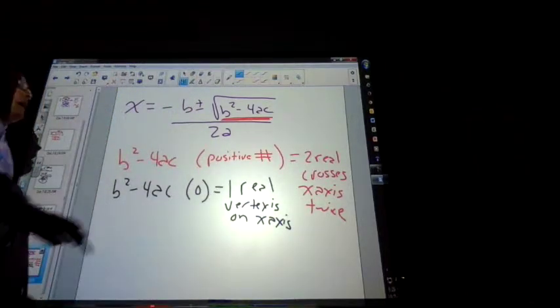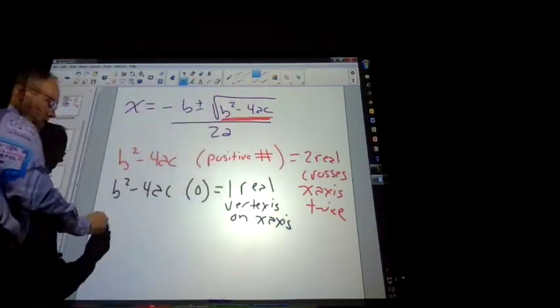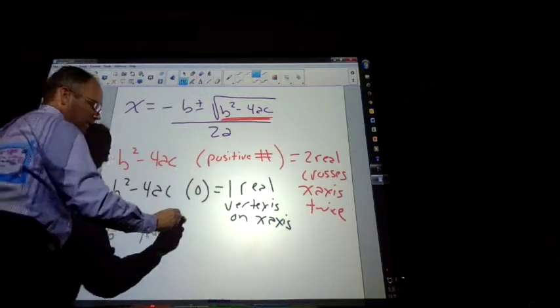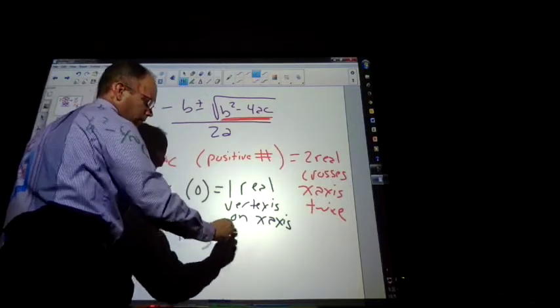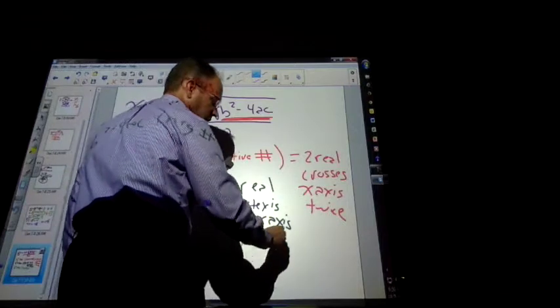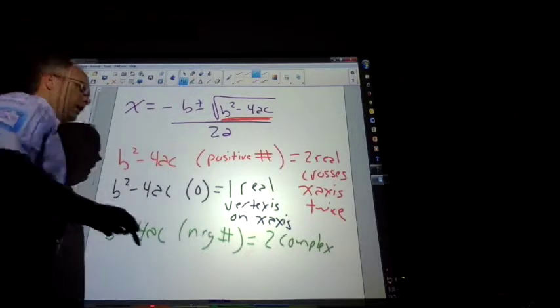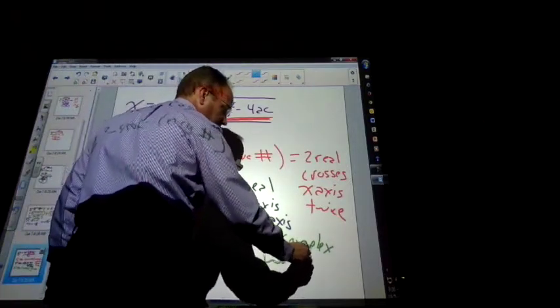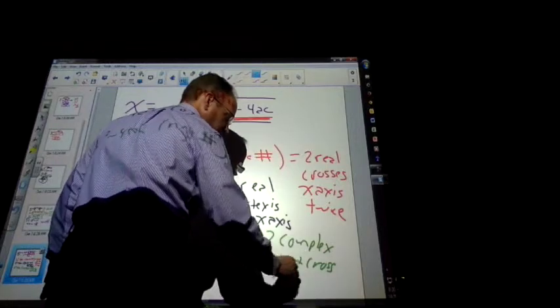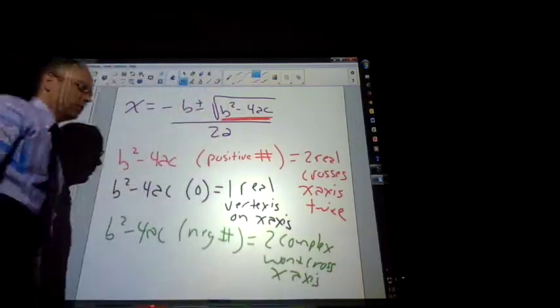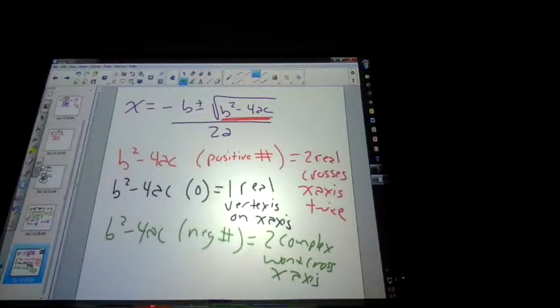Okay? And then the last scenario that you might have is b squared minus 4ac is a negative number. You have what's known as two complex solutions. Means they're imaginary numbers. It won't cross the x-axis. Okay? So that means it would be a parabola either above it, the vertex won't cross it, or below it. And then the last thing, the axis of symmetry.